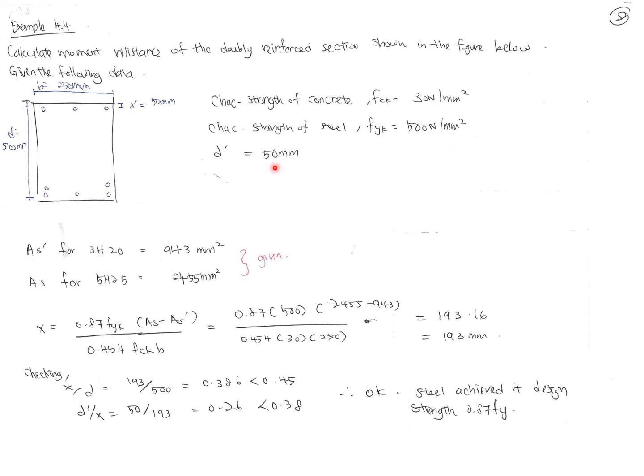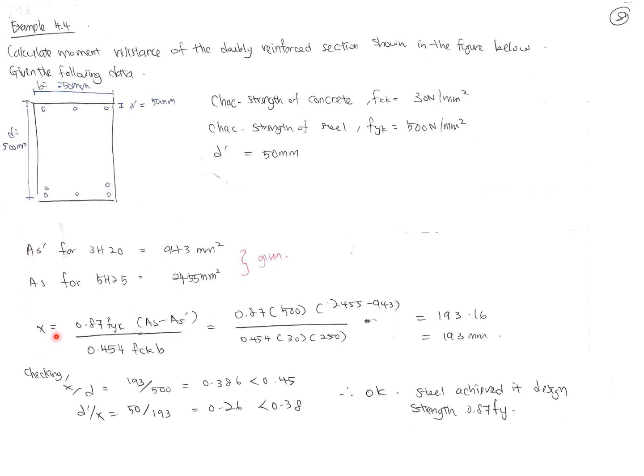The d prime is 50, as mentioned here. So As prime for 3H20 is 943 millimeter square. Okay, so this is given. As is 5H25, which is 2455 millimeter square. This one you can calculate manually by using the equation, or you can refer to the books, to Table 1 in the appendix of Eurocode 2. Okay, so you will get the values of As prime and As.